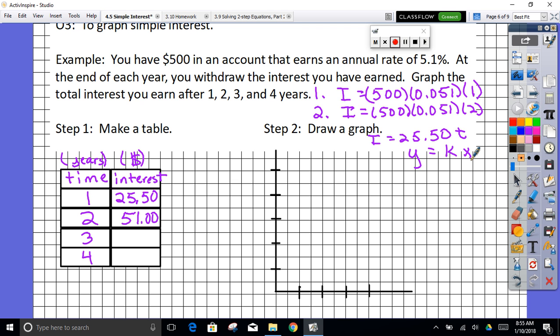How could we find out how much interest there would be after 3 years? Violet? Multiply $25.50 by 3. By 3? Yep, we could do that. And what would we get? $76.50. Good. And then to get to the next step, Irene? Just take 51 times 2 and get 102. Okay, so you took 2 times 51. That works too. So you get $102.